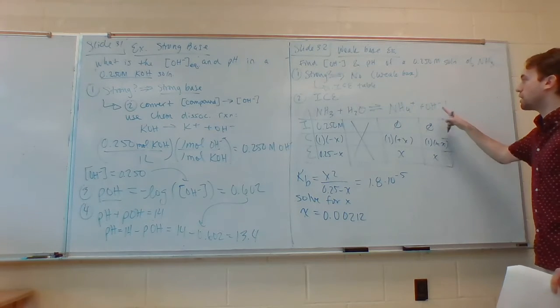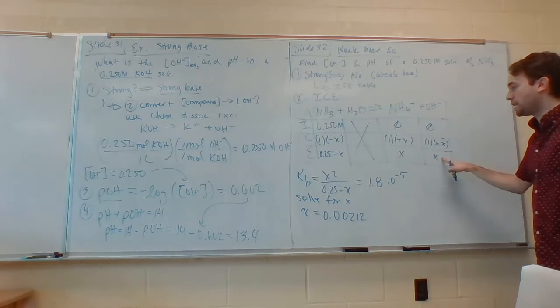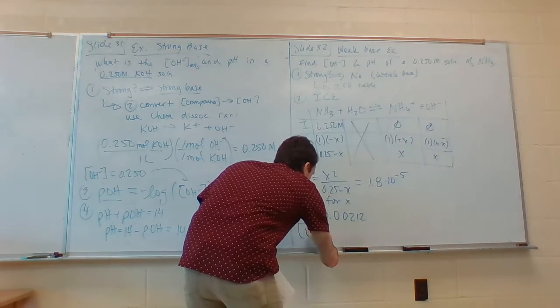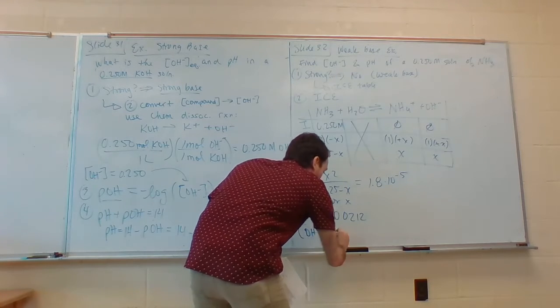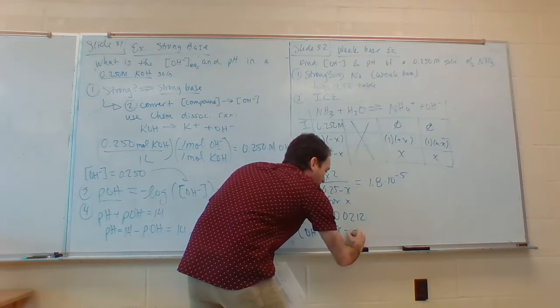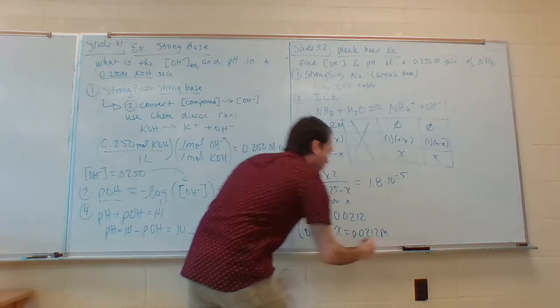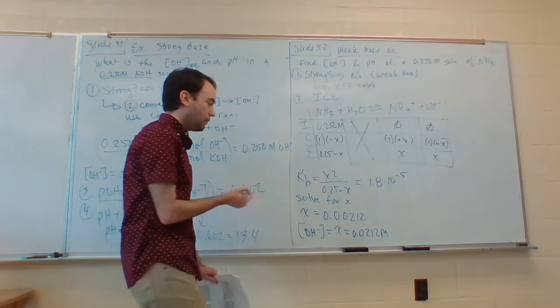Now notice, X, once we have that, is equal to something in the table, right? But I'm interested in finding out what my pH is and what my concentration of OH minus is. So let's look at our concentration of OH minus at equilibrium. That happens to be X. So I know that my concentration of OH minus, that's what I want to solve for, is equal to X, and X is equal to 0.0212 molar. Okay, so that's my concentration of OH minus.